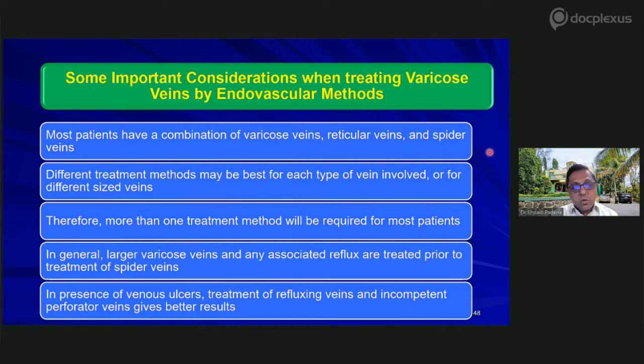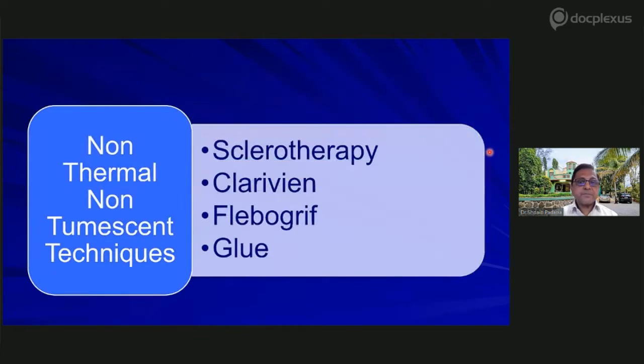And therefore, in most patients, more than one treatment will have to be done at the same time to treat all the veins. In general, you must treat the larger varicose veins and any associated reflux or leakage first before you treat the spider veins. And especially if you have venous ulcers, you must not only treat the larger veins, but also the perforator veins. I will discuss that a little later.